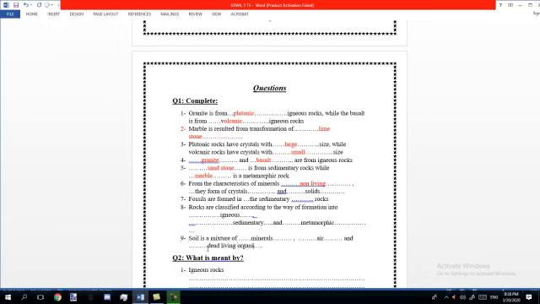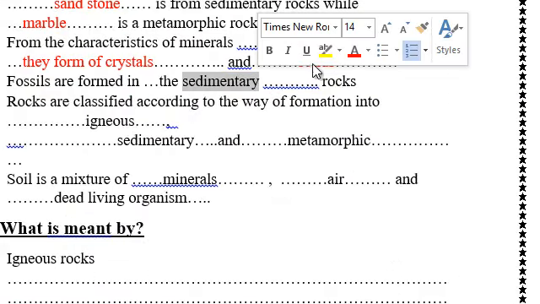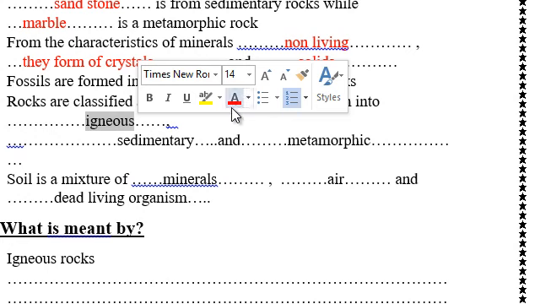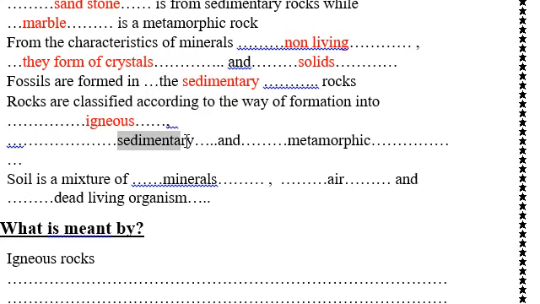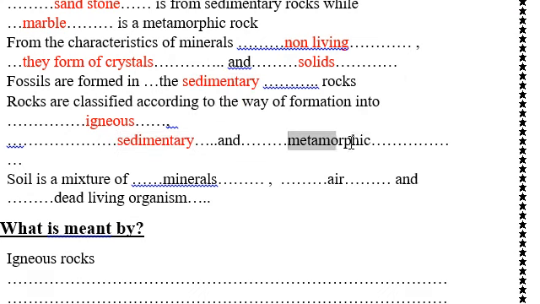So by this we finished the types of rocks, all the types of rocks, and we studied the rock cycle and how you can change one type of rock into the other, and also solved some questions on rocks. The rest of the questions in your sheet will be your homework, so study hard and solve your questions.